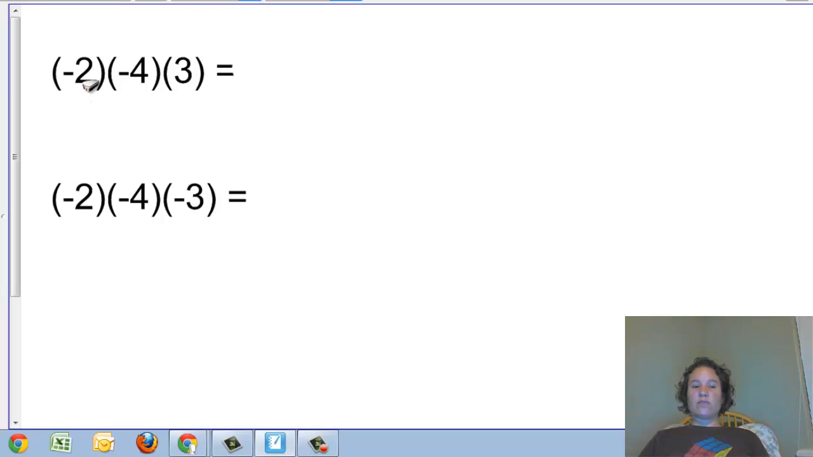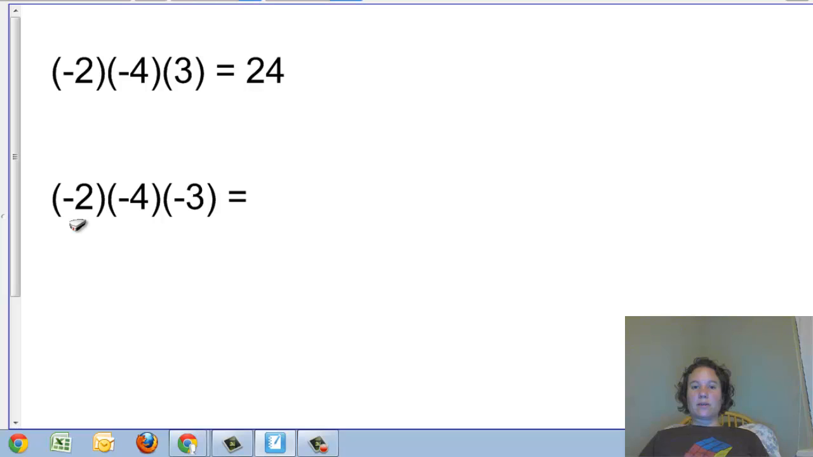All right, let's look at this first problem. Negative 2 times negative 4 times 3. So I'm going to do first negative 2 times negative 4. Those two numbers have the same sign, so the product of those two numbers is going to be positive. Negative 2 times negative 4 is going to be a positive 8. Then I'm going to take that positive 8 and multiply that by a positive 3. Again, I have two numbers with the same sign, a positive times a positive. So 8 times 3 is going to give me 24. So my final answer, my product, will be 24.